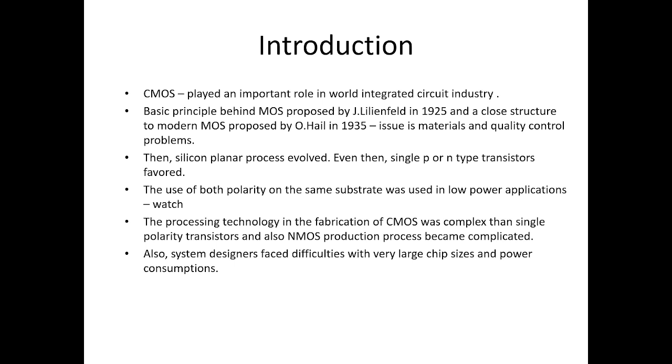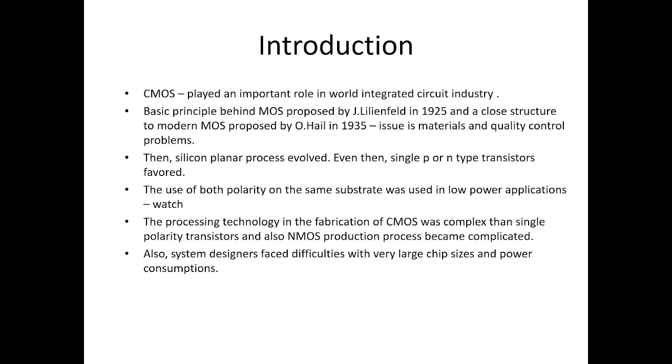The MOS was proposed by J. Lilienfeld in 1925 and the closed structure was proposed by O. Heil in 1935. This is the history of how MOS transistors entered the electronic industry. Then the silicon planar process slowly evolved. Even then, single P or N-type transistors were favored. It is good to have both polarities on the same substrate, which was used in low power applications, for example, watches.